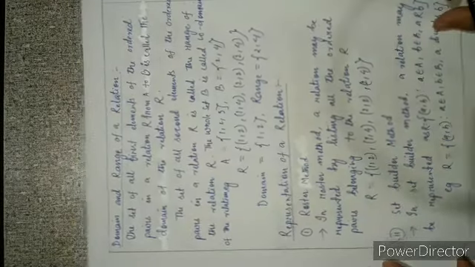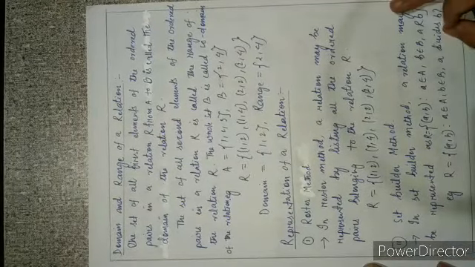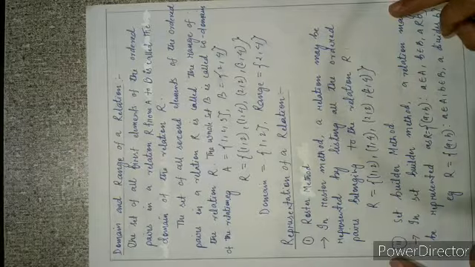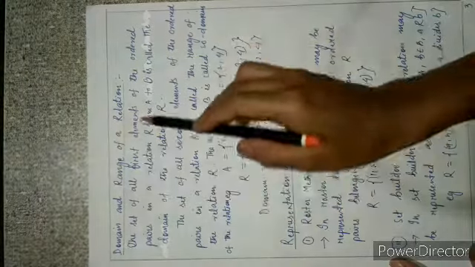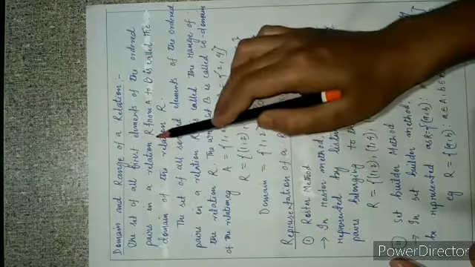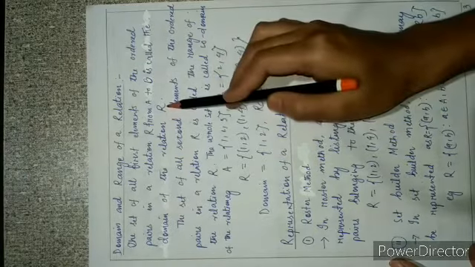Next, define domain, range, and codomain of a relation. The set of all the first elements or first components of the ordered pairs in a relation R defined from set A to set B is called the domain of the relation R.